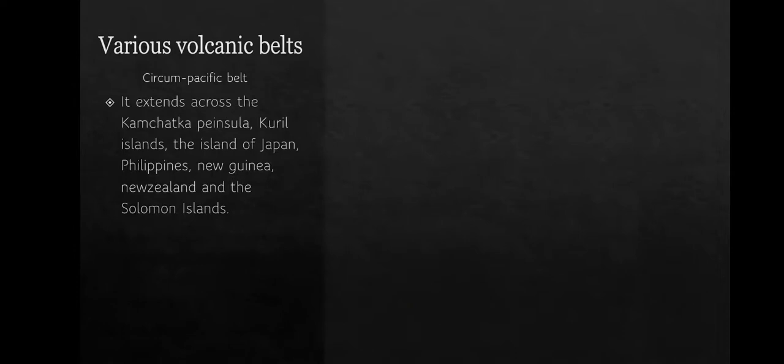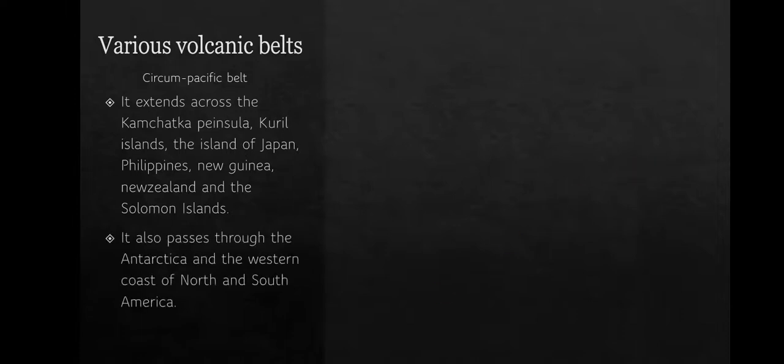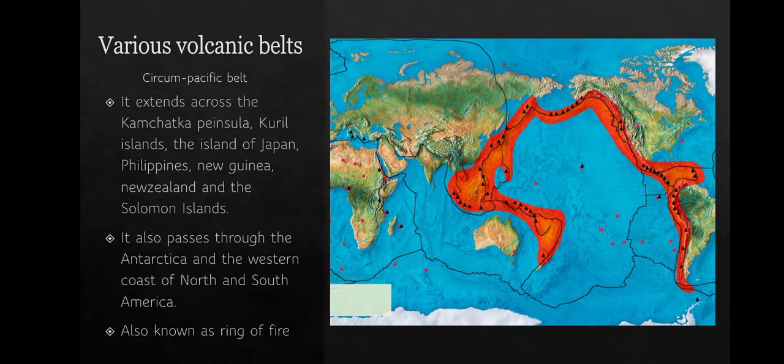Various volcano belts. The Circum-Pacific belt extends across the Kamchatka Peninsula, Kuril Islands, the islands of Japan, Philippines, New Guinea, New Zealand, and Solomon Islands. It also passes through Antarctica and the western coast of North and South America. It is also known as the Ring of Fire. Here you can see the region of volcanoes, the Circum-Pacific belt, colored orange here.